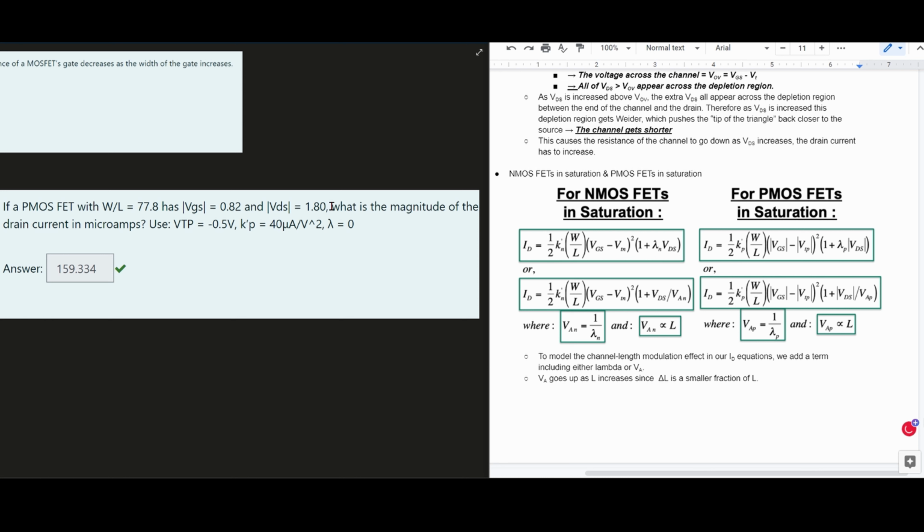If a PMOS FET with W over L equal to 77.8 has a VGS of some value and VDS of some value, we're asked what is the magnitude of the drain current in microamps. So let's solve for this.